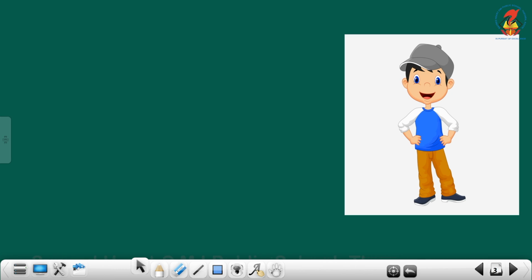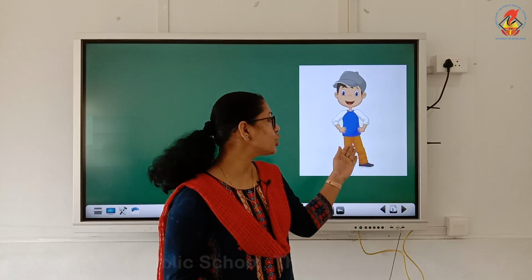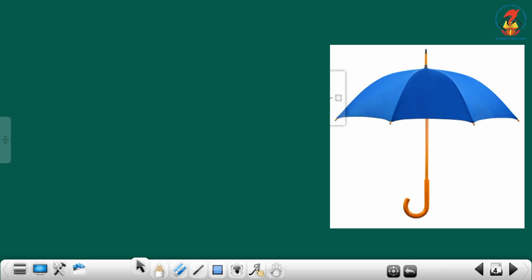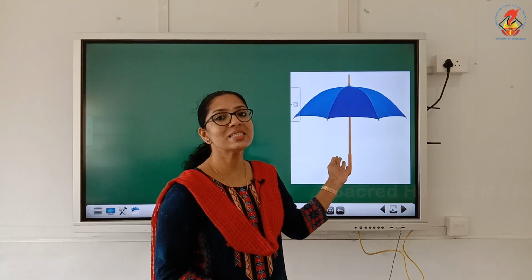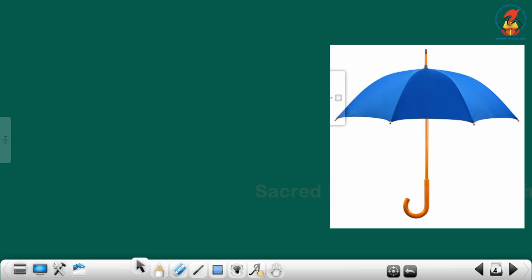For that you should listen to a story about Akash. This is Akash. Akash was a cute little boy. One day Akash went for a walk with his father. Suddenly it started raining. They had taken umbrella with them. Akash opened his umbrella. See, this is the picture of umbrella.